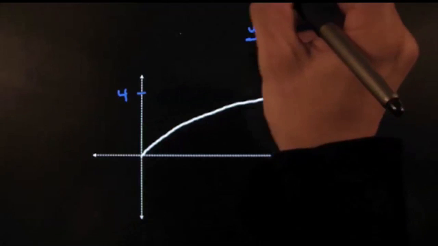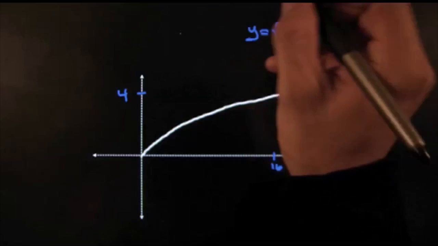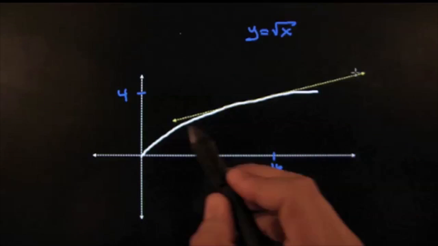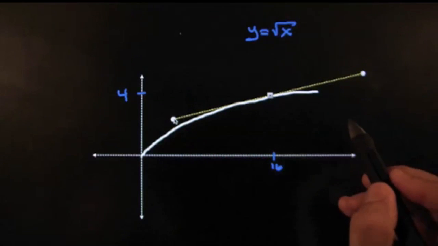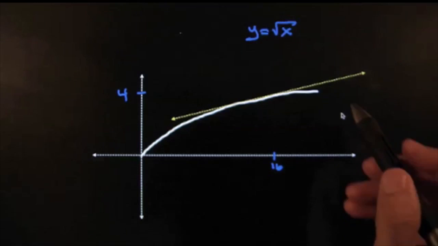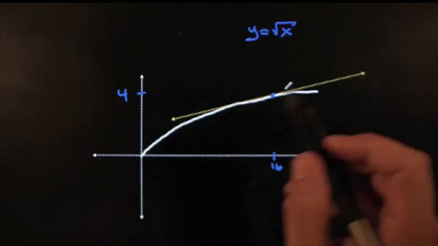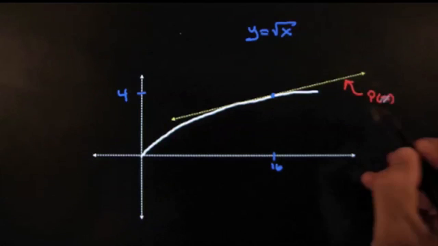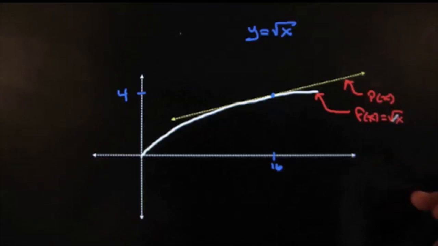And let me make a tangent line here at 16. There it is, a tangent line at 16. It goes through this point right here. And so, suppose you wanted to find the equation for that line. That line right there, we will call p of x. And this is the function f of x, which is equal to the square root of x.